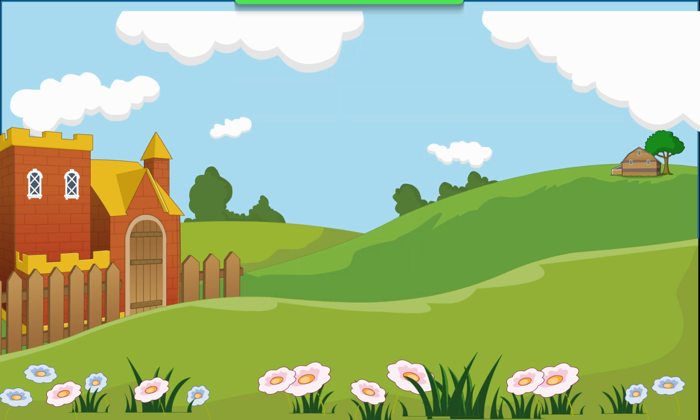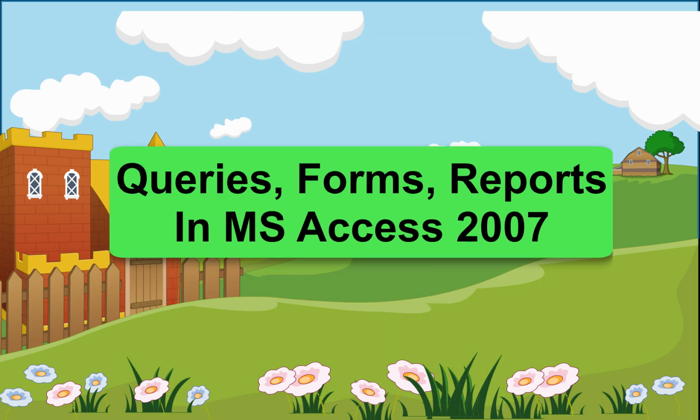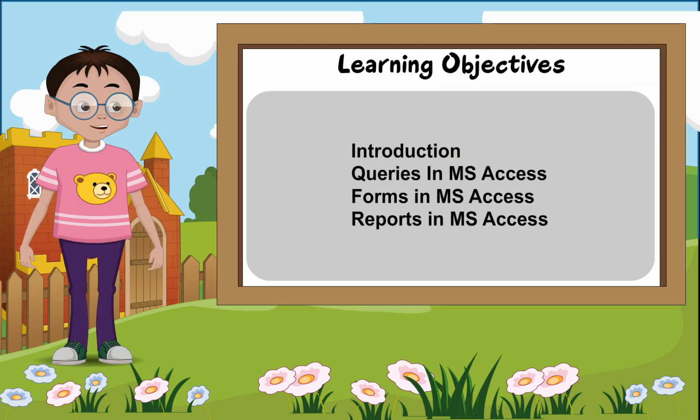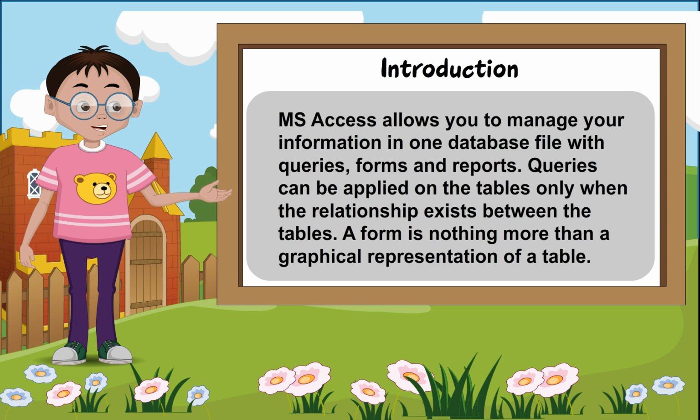Chapter 3: Queries, Forms, Reports in MS Access 2007. Learning Objectives: Introduction, Queries in MS Access, Forms in MS Access, Reports in MS Access. Introduction: MS Access allows you to manage your information in one database file with queries, forms and reports. Queries can be applied on the tables only when the relationship exists between the tables.